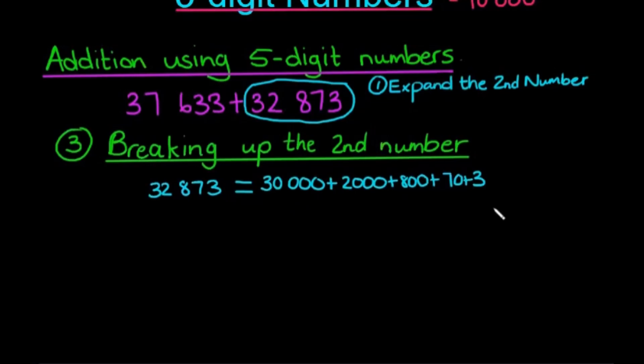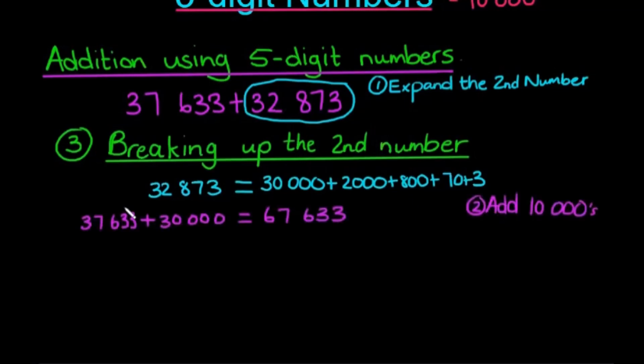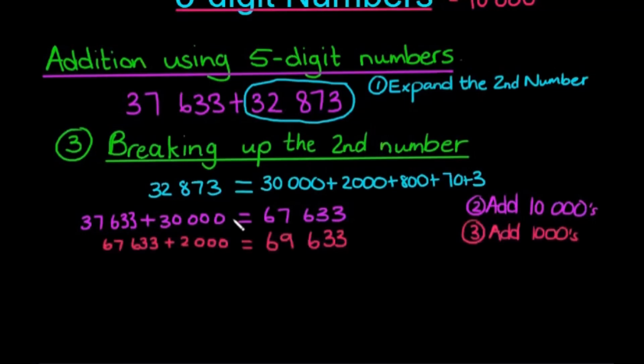The next step that I need to do is I need to add my 10,000s. So I've taken the first number, which is 37,633, and I'm going to add my 30,000. This will give me 67,633. My next step is to add my thousands. So to my 67,633, which was the answer once I've added the 10,000s, we'll add the 2,000. This will give me 69,633.